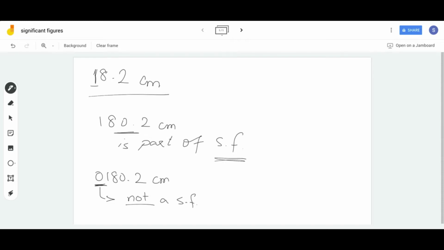Similarly, zeros at the end of a number and to the right of the decimal point are also significant figures. So here what we have is 180.2 centimeters. Now this number right here is a significant figure. Why, you may ask? Because it's defining your precision, or the precision of the instrument that you're using.